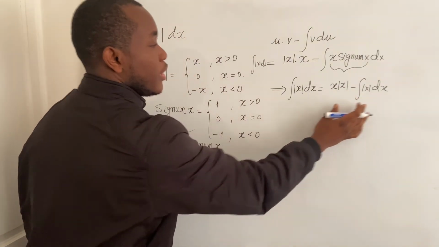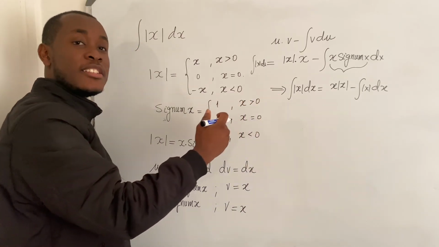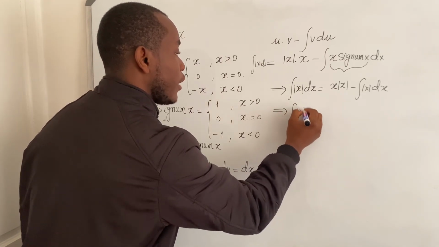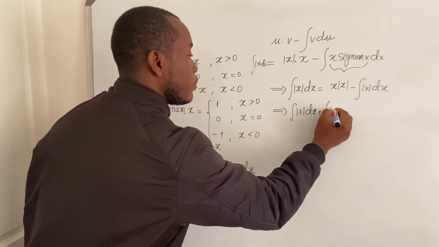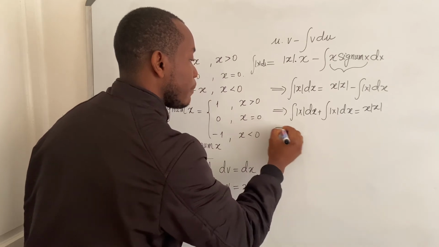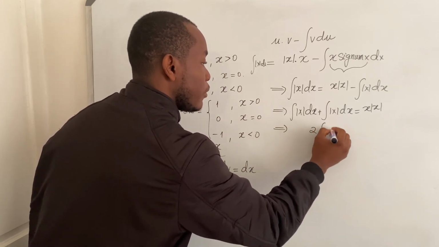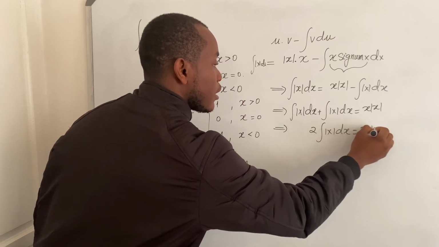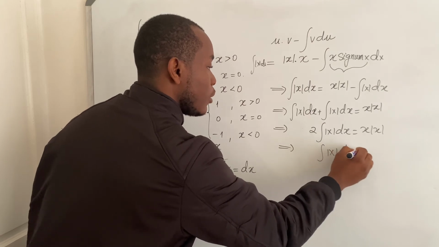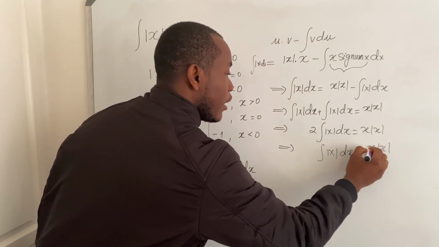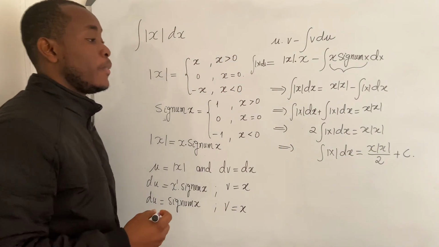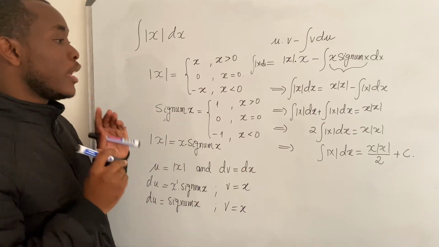The expression on the right side is similar to the expression on the left side, so I can group them and add them. So we're going to have the integral of the absolute value of x dx plus the integral of the absolute value of x dx equal to x absolute value of x. Adding them, it's going to be 2 times the integral of the absolute value of x dx equal to x absolute value of x. Isolating it, we have the integral of the absolute value of x equal to x times the absolute value of x over 2 plus c. So this is the solution of this integral.